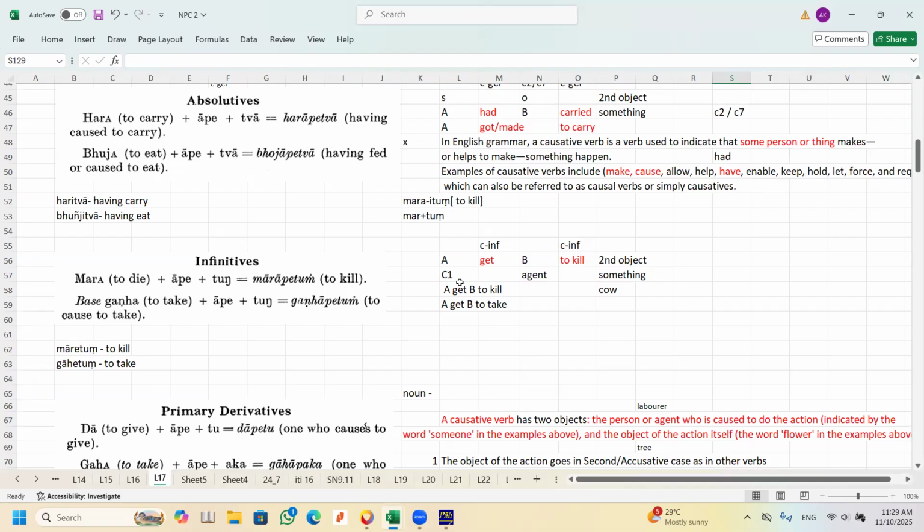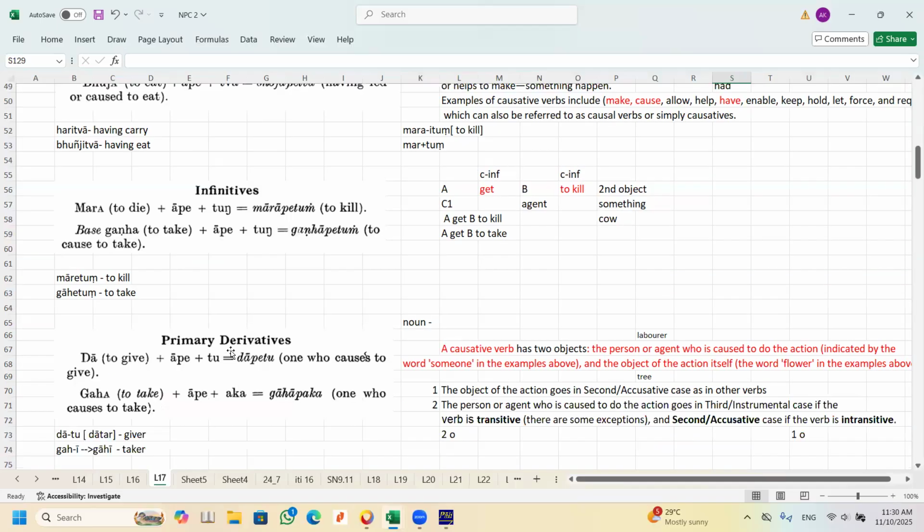And then okay, this will be in nominative. That means the subject will get the agent to do something. To do something lah. Kill a cow. So this has to be like that. So your format is basically A get B to kill or A get B to take something. So there will be an object, something like that. So this is the format. It applies for gerund, infinitive, even up to a primary derivative. All apply the same technique.